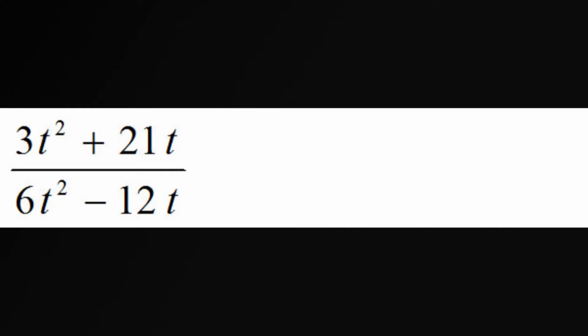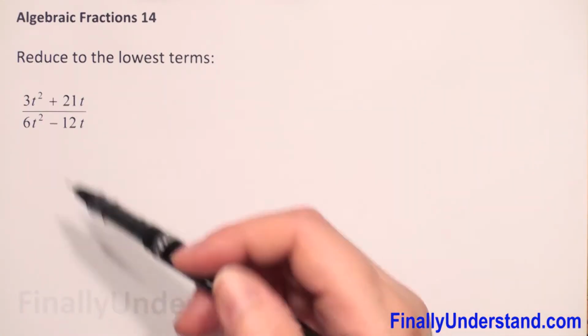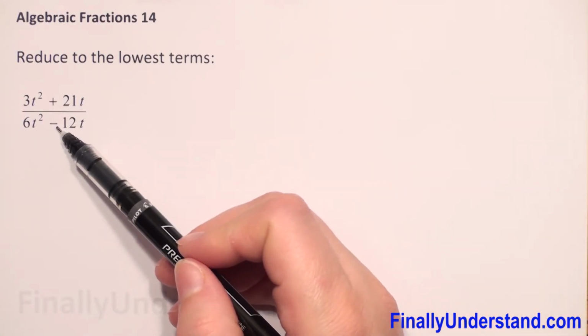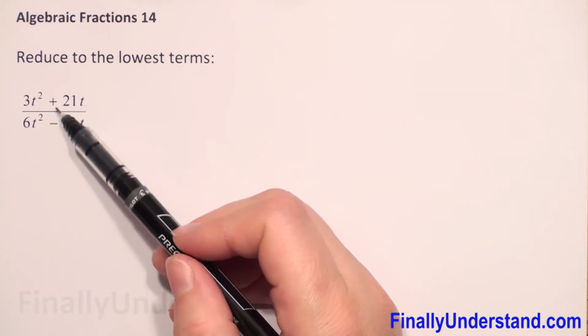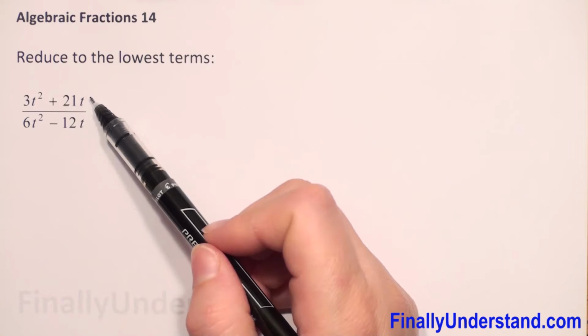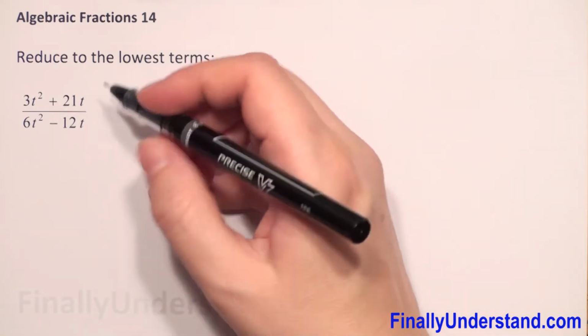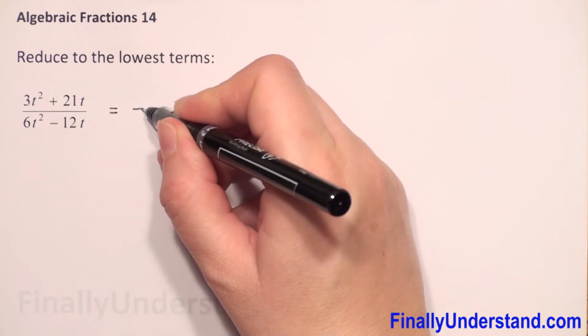We have a given algebraic fraction and we have to reduce this fraction to the lowest terms. Because we have addition and subtraction, we cannot reduce anything. First, we need to have multiplication in the numerator and multiplication in the denominator. So we have to factorize.